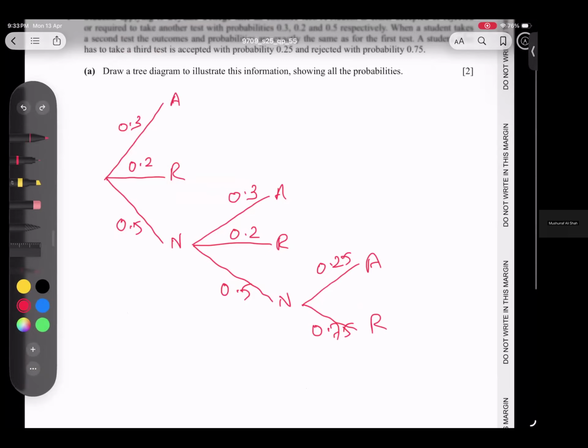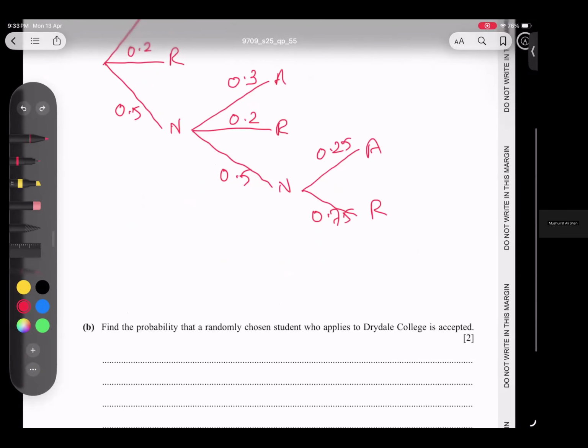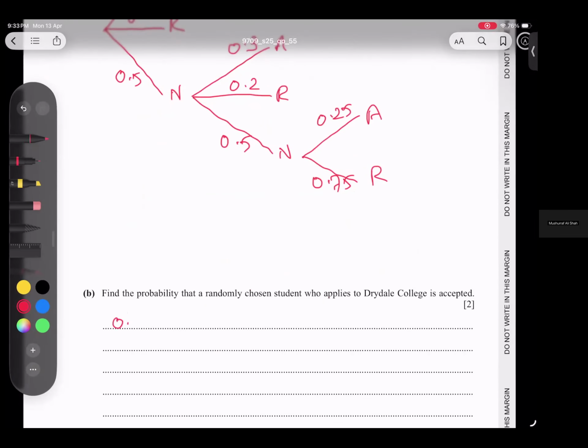I am writing it now. So first of all, 0.3 plus then 0.5 into 0.3 plus 0.5 into 0.5 into 0.25. I think the point is very clear.